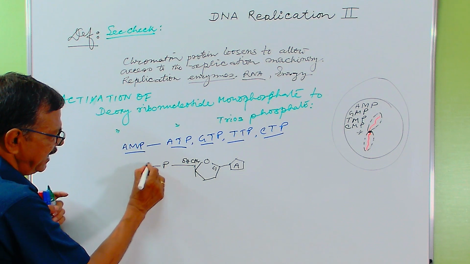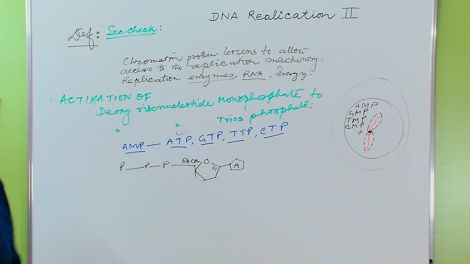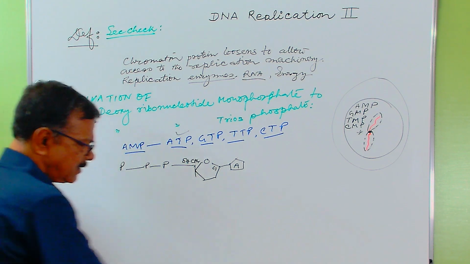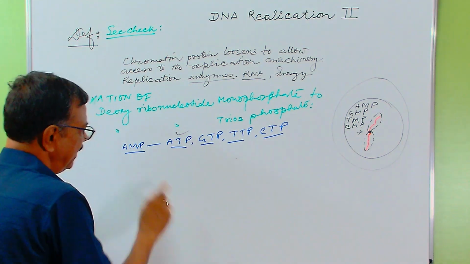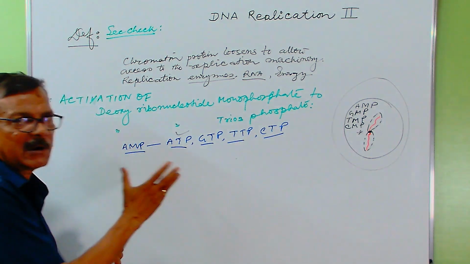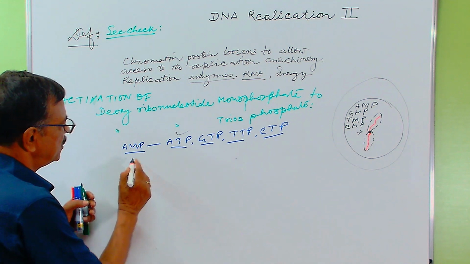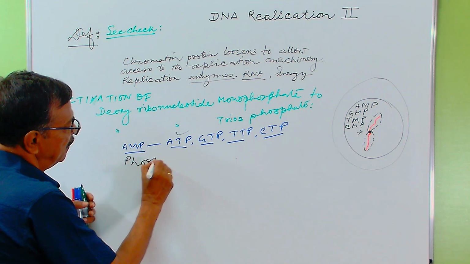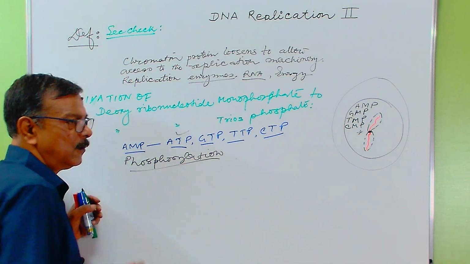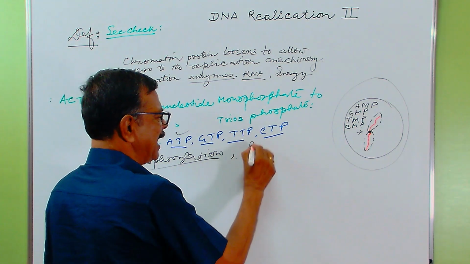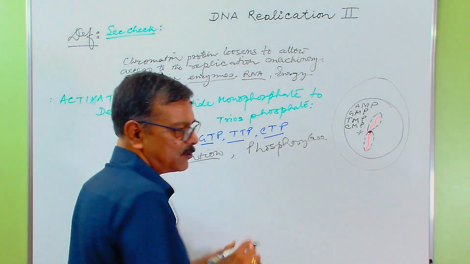Then another phosphate is added, then another phosphate is added. So it becomes ATP. This is known as phosphorylation. AMP, GMP, TMP, CMP will be converted to ATP, GTP, TTP, CTP by a process known as phosphorylation. You write: phosphorylation takes place with the help of an enzyme like phosphorylase. This will be the first one.